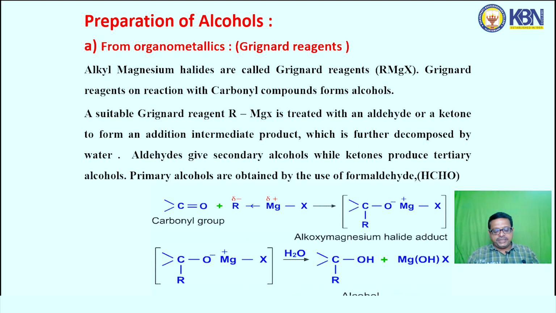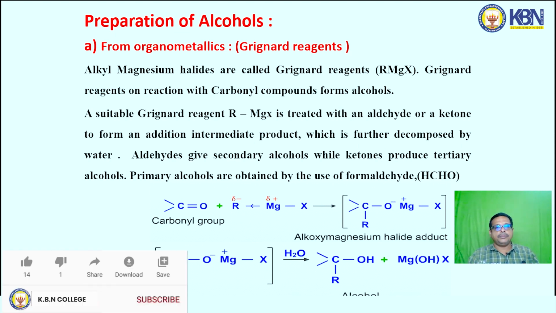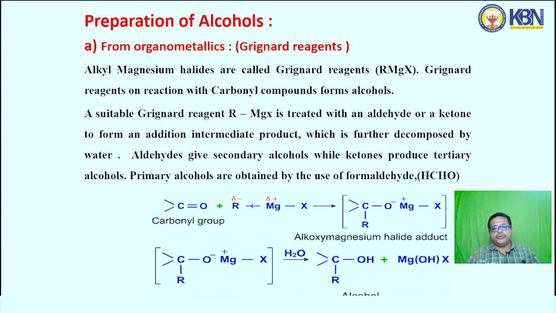The best example for organometallic compounds is Grignard reagents. Usually Grignard reagents are alkyl magnesium halides, general formula RMgX, where R is alkyl group, Mg is magnesium, and X stands for halide. Grignard reagents react with carbonyl compounds. Carbonyl compounds are the compounds which contain carbonyl group.